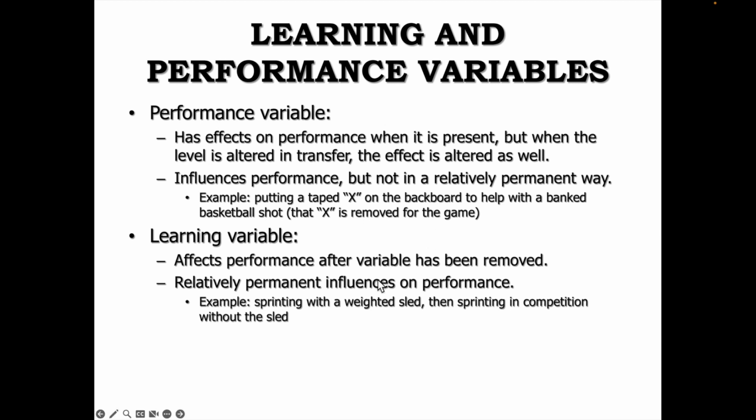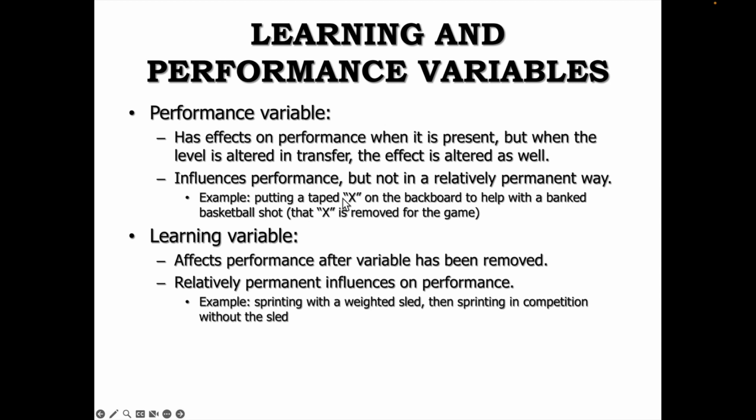So in these tests, there are two types of variables we might take a look at: performance variables and learning variables. And I'll make a note of these somewhere in your notes. What a performance variable does is it affects performance when that variable is present, but when that level is altered in the transfer test, or is taken away, the effect is altered as well. So essentially, these performance variables will influence performance, but not relatively permanently.